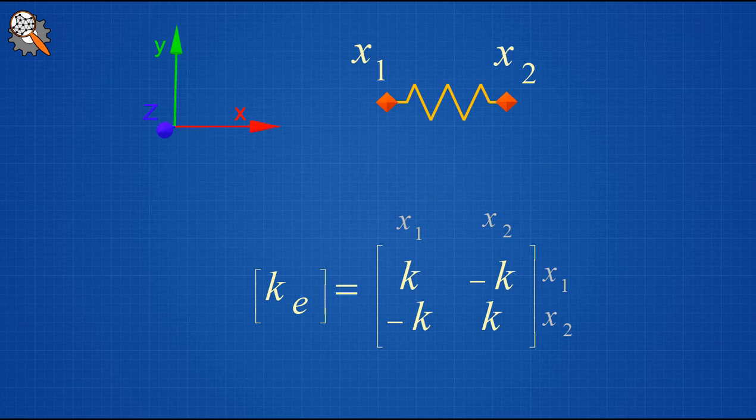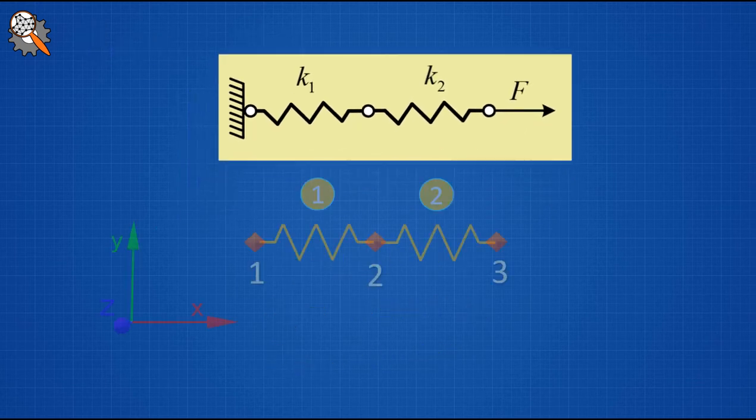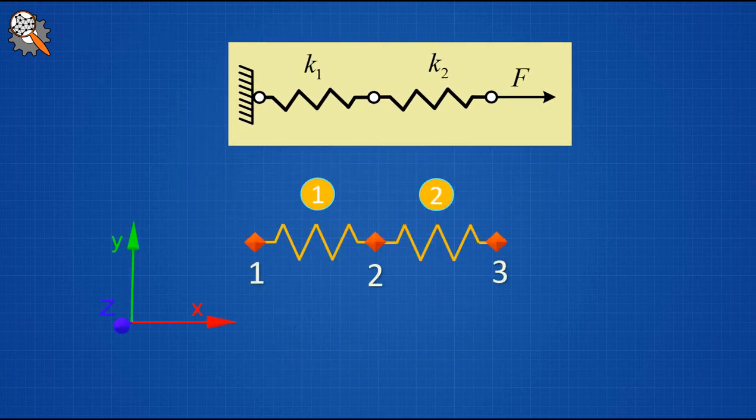Now we consider an example to show how to implement all these concepts. The example consists in finding the values of the two displacements x1 and x2 as well as the reaction Rx at the point of attachment of the system in static equilibrium. First, the domain is meshed or subdivided into 2 one-dimensional elements. Then the elements, as well as the nodes, are numbered from left to right.